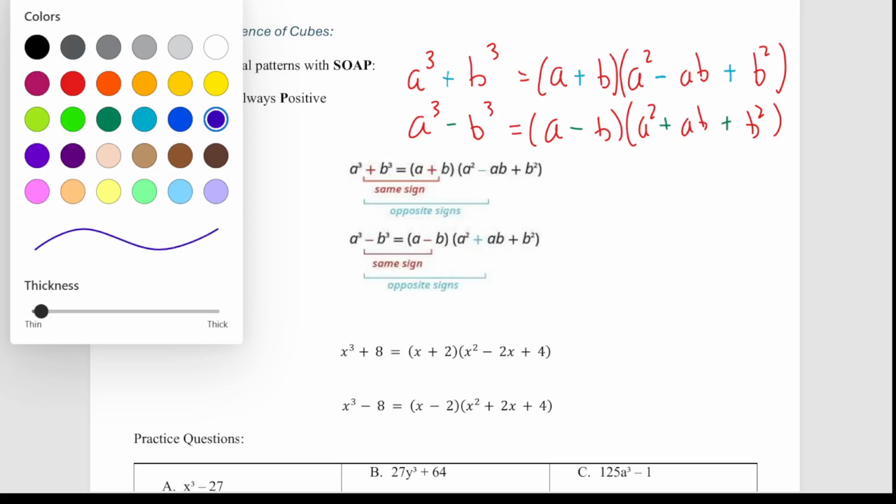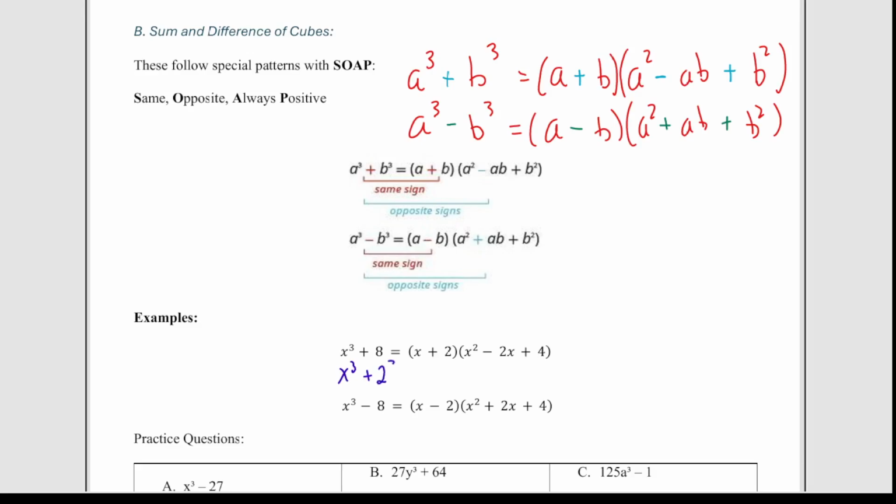So, for example, in either x cubed plus 8 or x cubed minus 8, that must have been x cubed plus 2 cubed or x cubed minus 2 cubed, since 2 times 2 times 2 gives us 8. So in this formula, we recognize that A in this case is x, B in this case is 2. So you would end up with A, B, A squared, AB, B squared. So in particular, that's always the x plus 2 in this case.